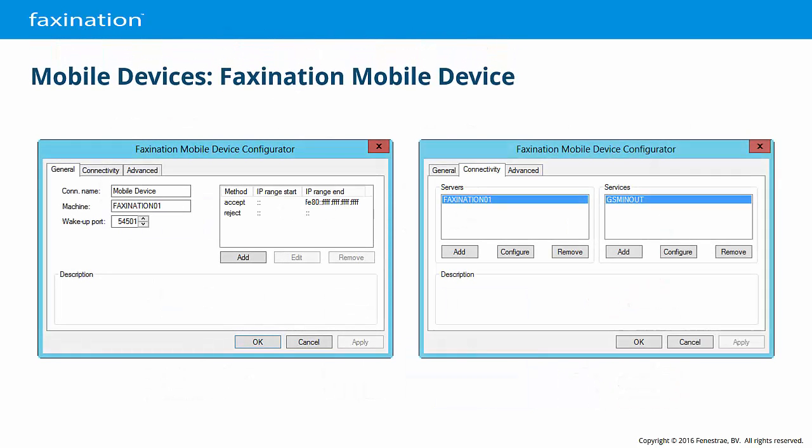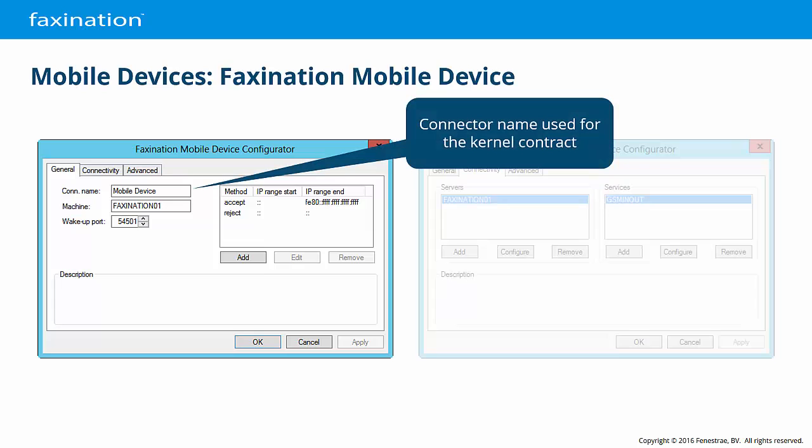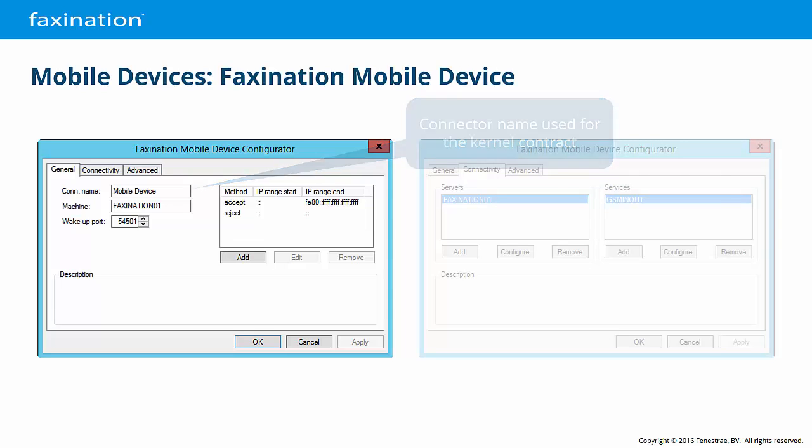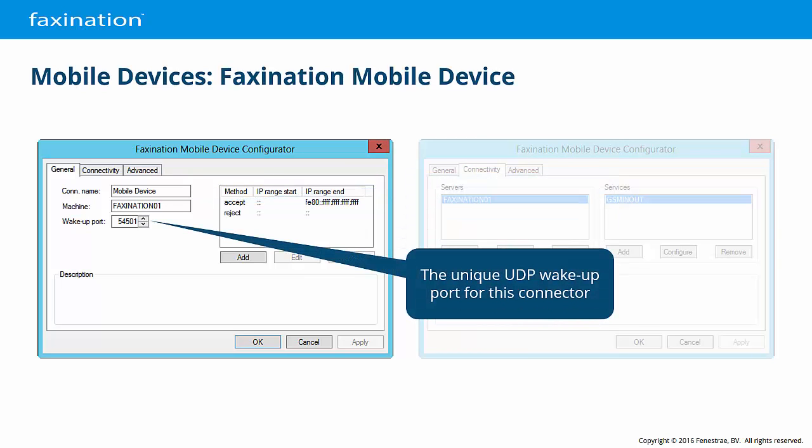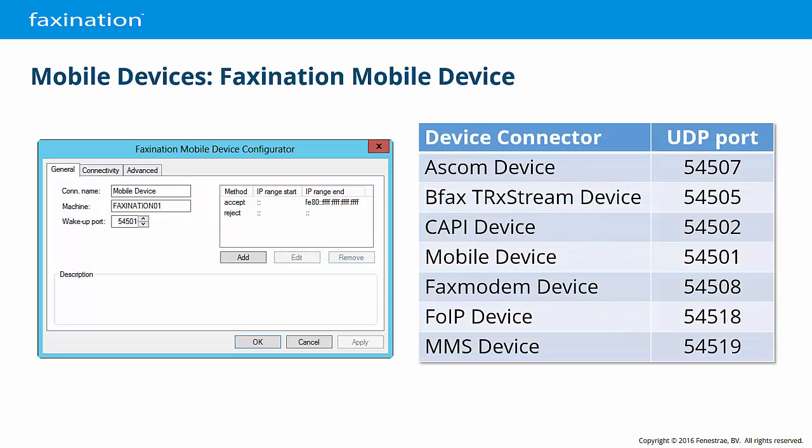The Faxination mobile device configurator is similar to other Faxination devices. Mobile device is the name used in the connector contract. Machine is the name or IP address of the server that is running this device connector. And the wake-up port for the mobile connector is 54501. Remember that each type of device connector has a unique UDP wake-up port. This list is available in the Faxination 2016 Administrator's Guide.